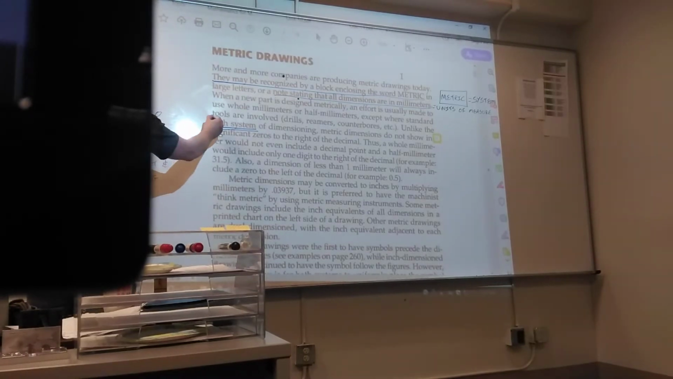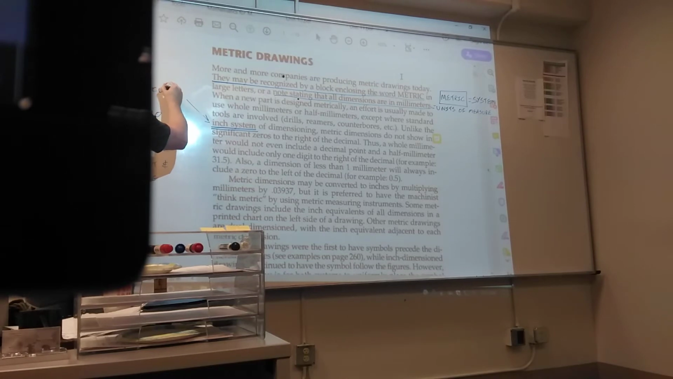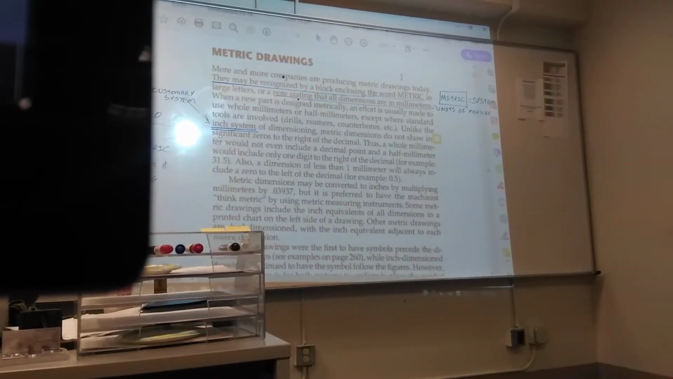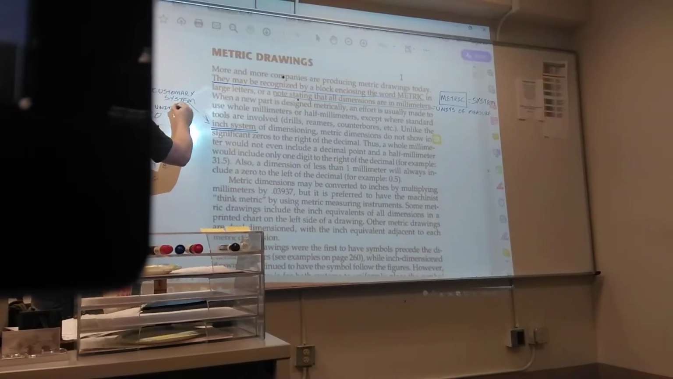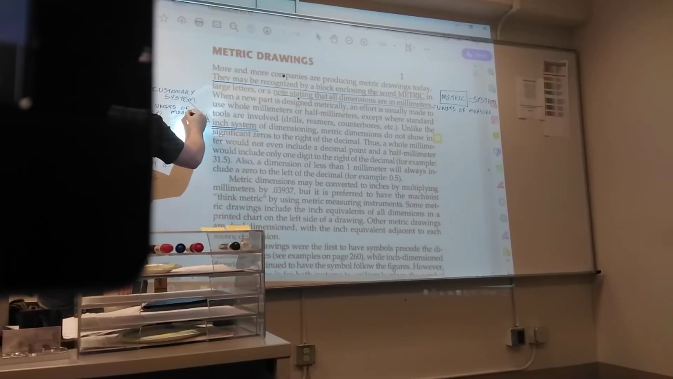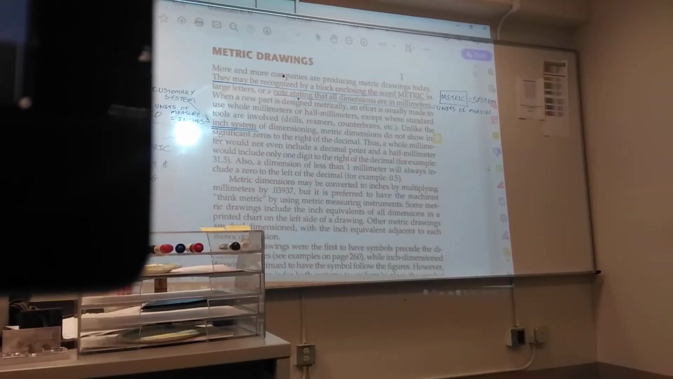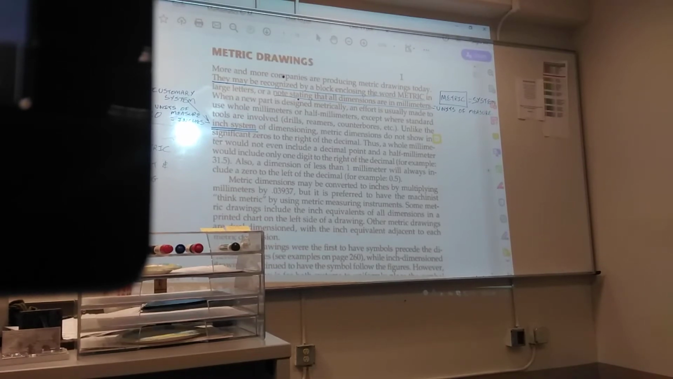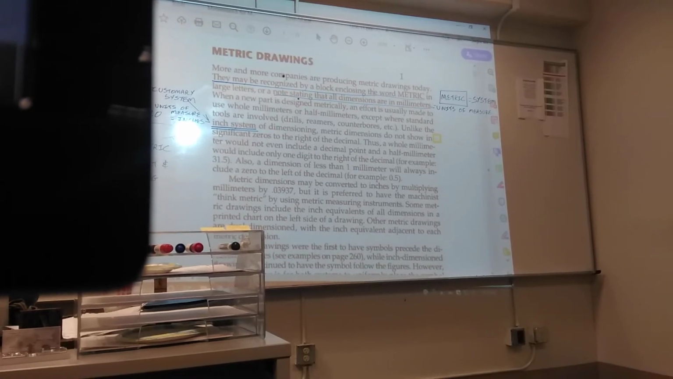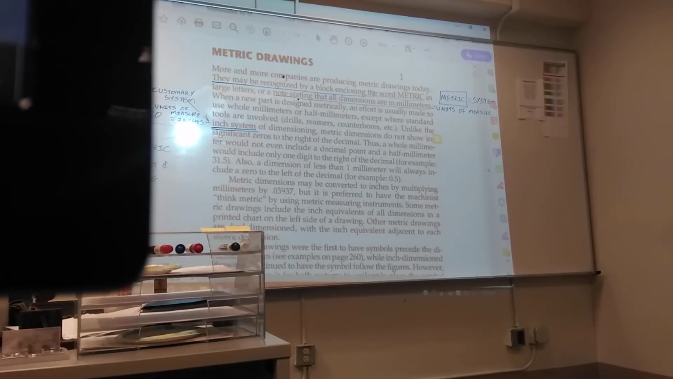SAE standard, or customary system. The units in the customary system are inches. There's no such thing as the inch system. Inches are the units of measure. So you've got the metric system and you've got the customary system. You've got millimeters, the units of measure, and inches, the units of measure.